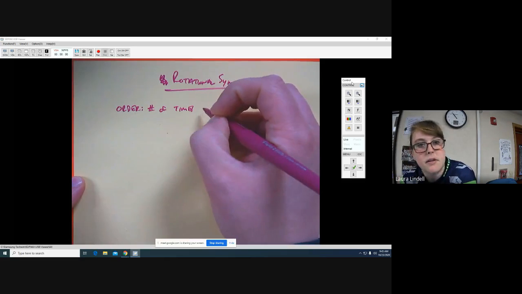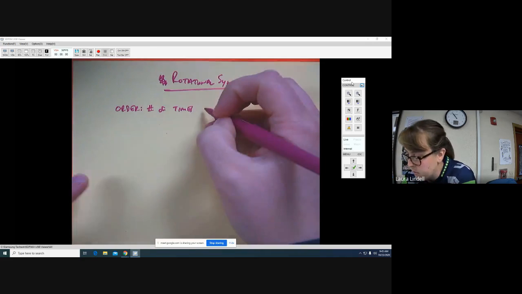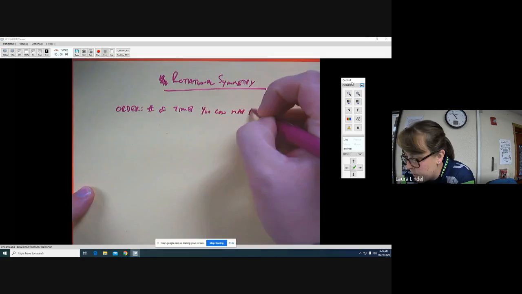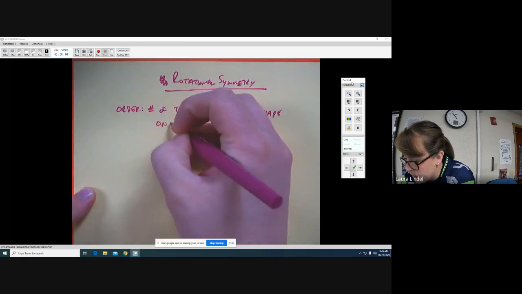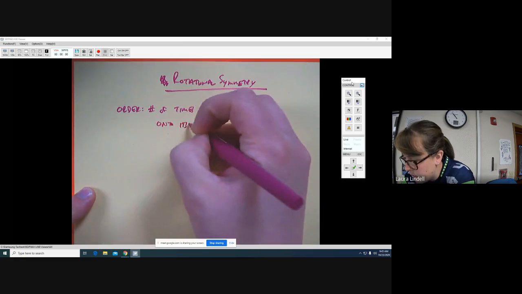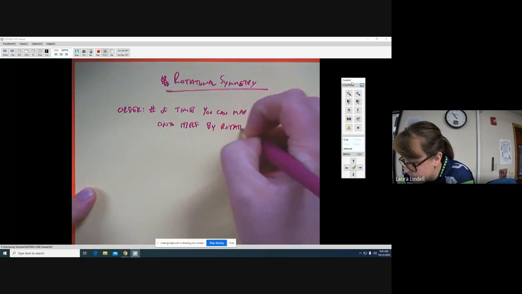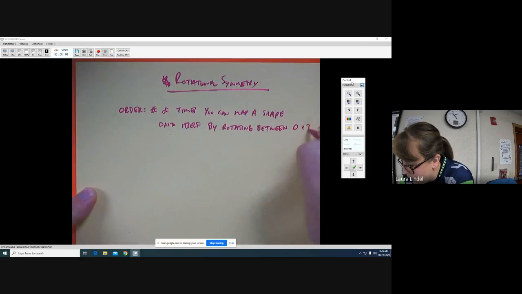This is called mapping a shape onto itself when you rotate it and it lands back as what it looked like originally. So number of times you can map a shape onto itself by rotating between 0 and 360 degrees.